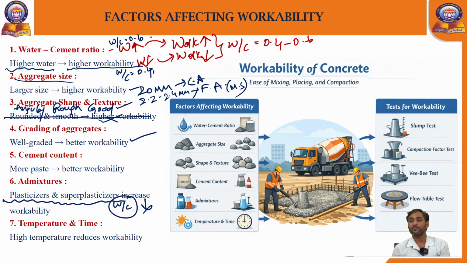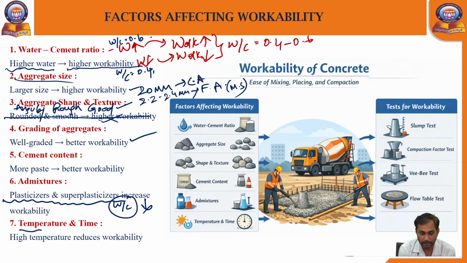For M30, M35, M40, M45, M50 mix designs, the water cement ratio we can take as 0.4, 0.38, 0.39, in this range. So here the water will slowly get reduced, and we can add the plasticizers also.